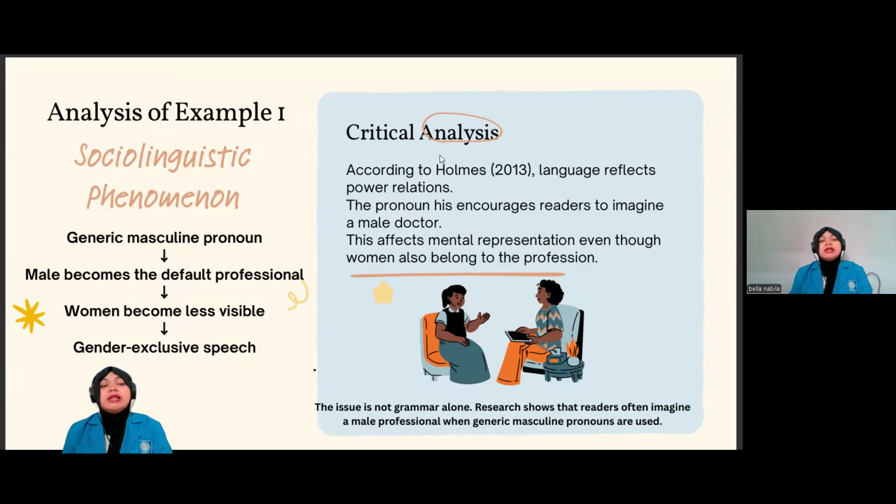The critical analysis for example number one is, according to Holmes 2013, language reflects power relations. The pronoun his encourages readers to imagine a male doctor. This affects mental representation even though women also belong to the profession. The issue is not grammar alone. Research shows that readers often imagine a male professional when generic masculine pronouns are used.